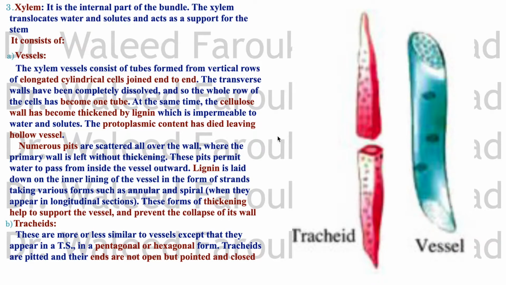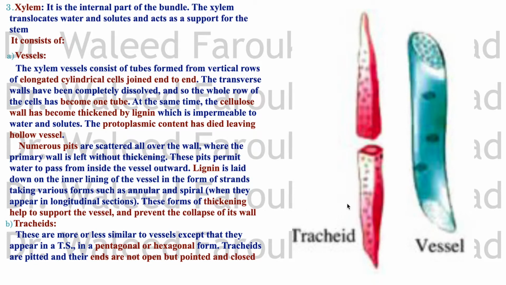And cellulose has become thickened by lignin, which is impermeable to water and solutes. Protoplasmic content has died, leaving a hollow vessel. This is the vessel. Also, in the wall of the vessel, there are numerous pits that allow water to pass through. And from the inside, lignin has made thickenings in an annular and spiral manner. This is for the support of the vessel and prevents the collapse of its wall.